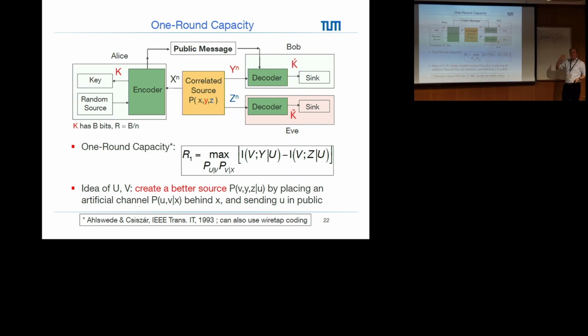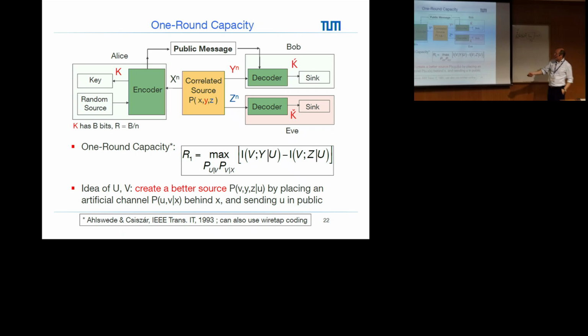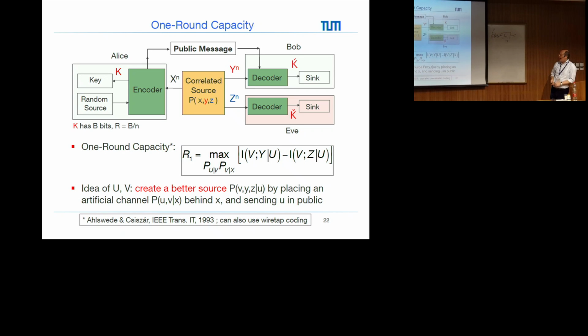It seems a little counterintuitive to create a U and send that in public. But it does help sometimes, okay? And we'll talk a little bit about some examples for this. And so I think this result appeared in Alsveda and Chizar's work, 1993. And so the idea of UV is create a better source. So it was in this paper.